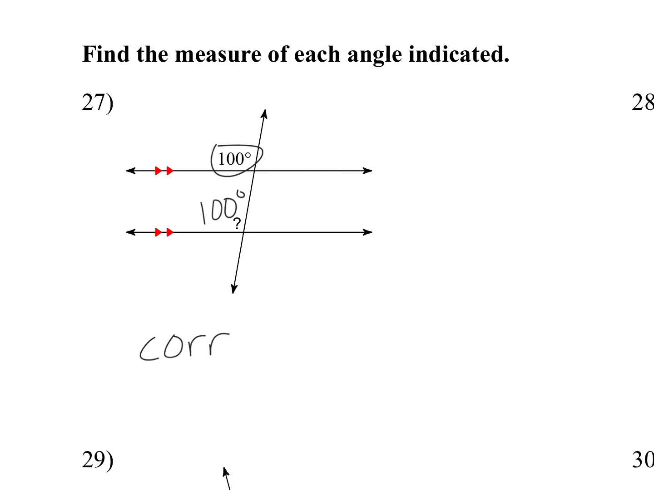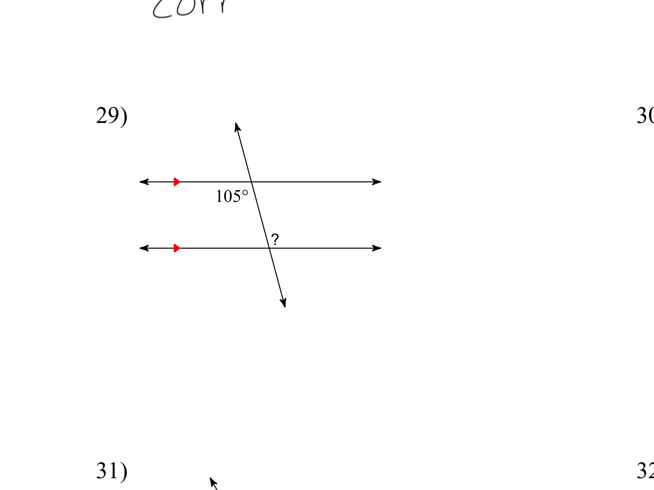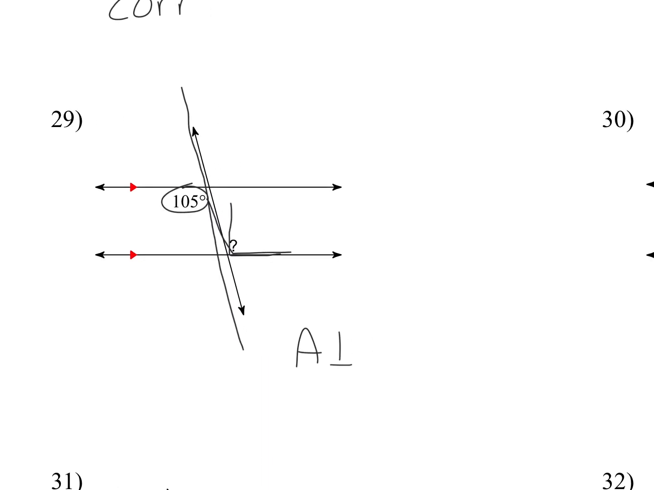Looking at 29, what's the relationship there? Interior's correct. Are they on the same side, though? Yep. Right here, this would be alternate interior. Do those look the same? So 105, is that acute or obtuse? Obtuse. Does the question mark angle look obtuse or acute? It looks obtuse, right? It's greater than 90. If I drew 90 in there, it's greater than 90. So since they're both obtuse, are they different or are they the same? The same. If one's 105, the other is 105.